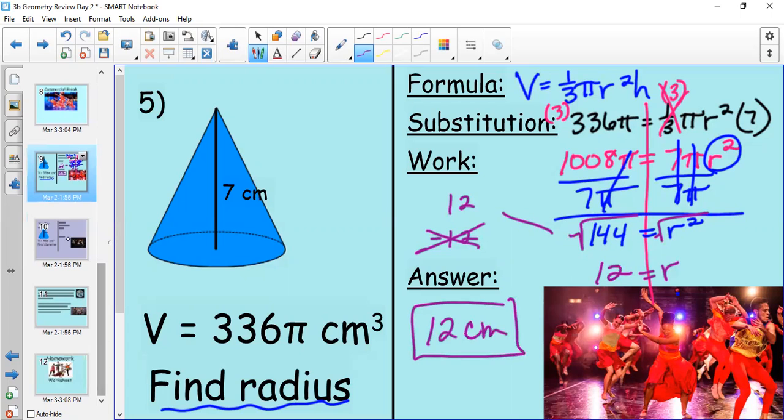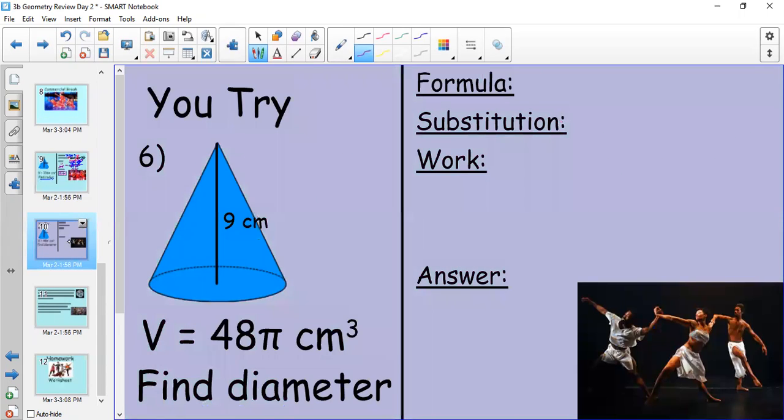All right, this last problem was tricky. Go ahead and pause and see if you can get the trickiest one. All right, so let's see how you did. You should have used 1/3 pi r squared h. I'm going to plug in 48 pi for my volume.